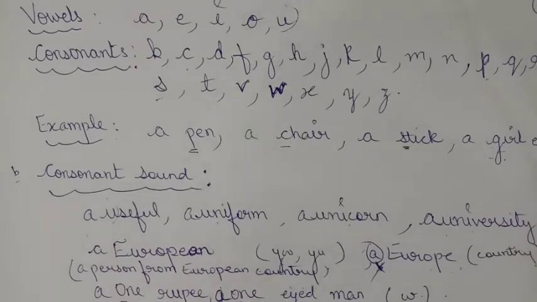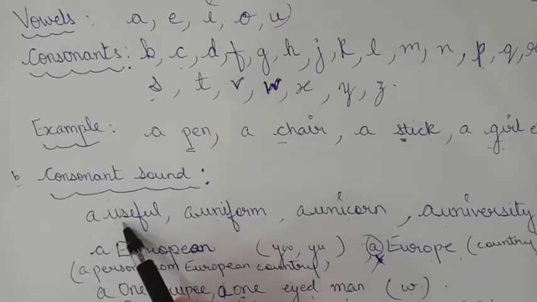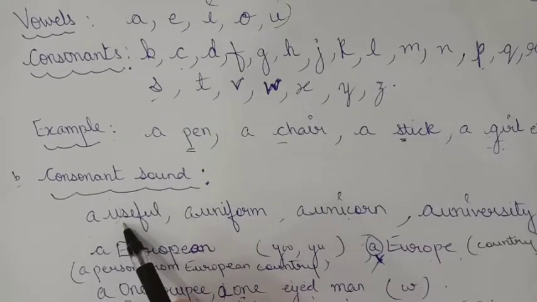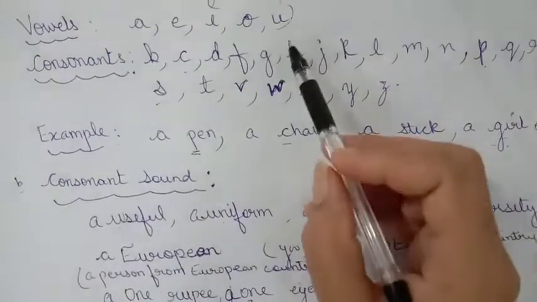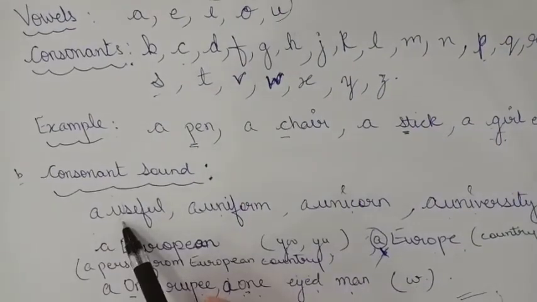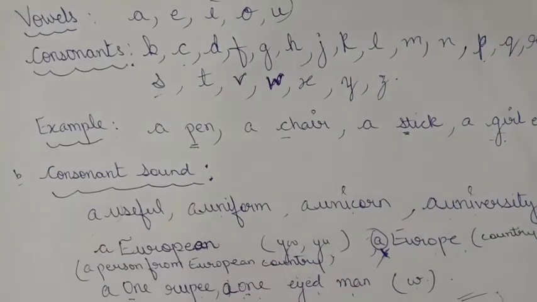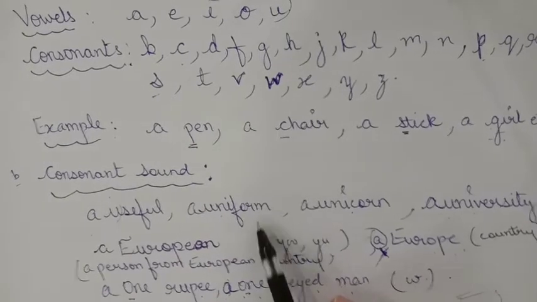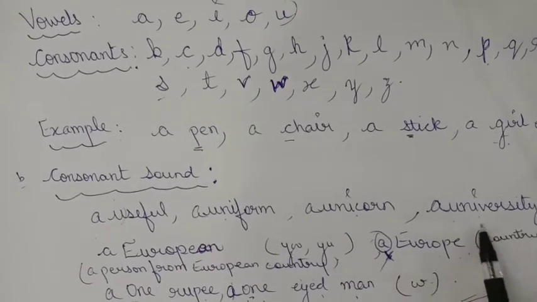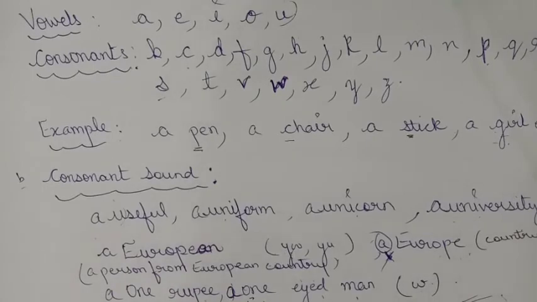Consonant sound. Suppose the word is useful. U is a vowel: A, E, I, O, U. U is a vowel, but the sound is of a consonant. U, right? Uniform, unicorn, university. The sound is of consonants. Here you will not place an.